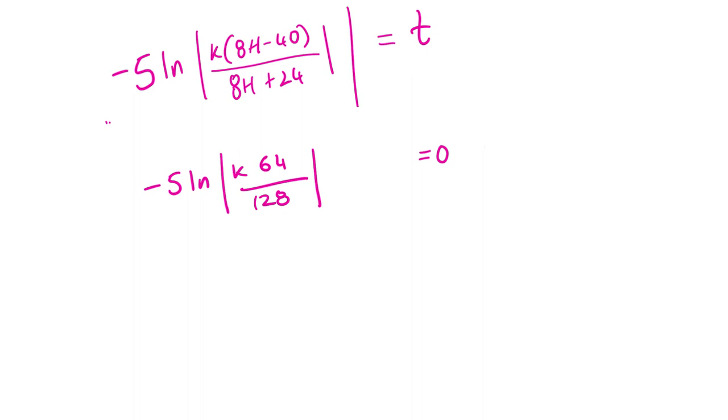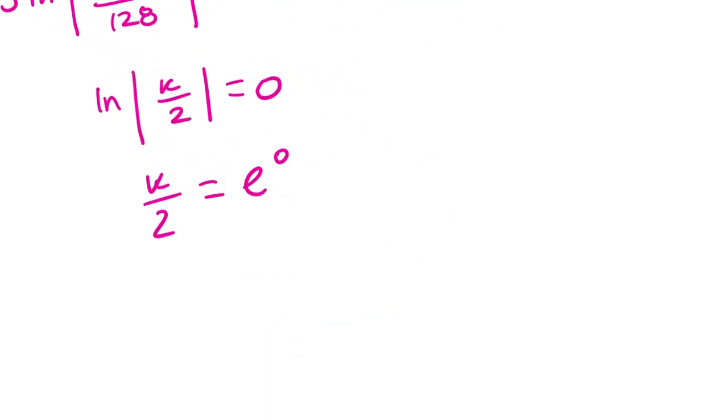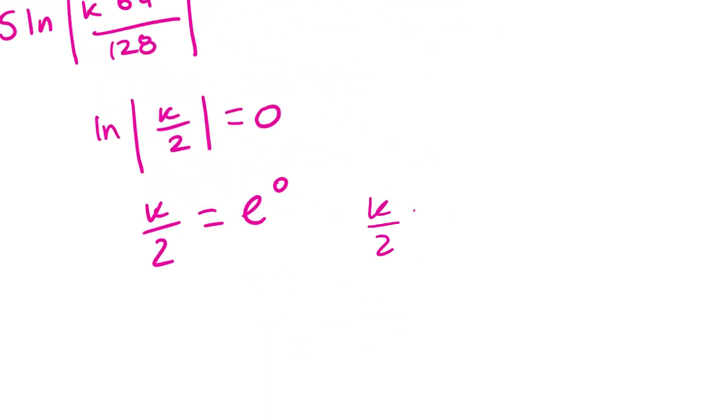So are we happy then if we divide both sides by negative 5? Yeah? And then we're going to have ln of 64 over 128, so ln of k over 2 equals 0. So k over 2 equals e to the power of 0. What's e to the power of 0? So k over 2 equals 1, so k equals 2. Brilliant.